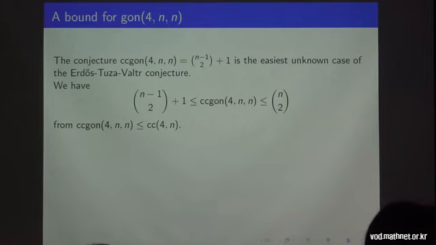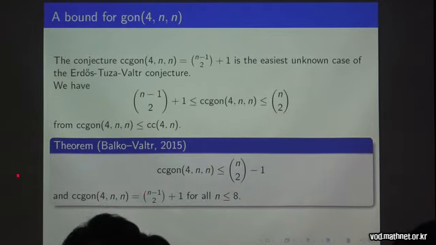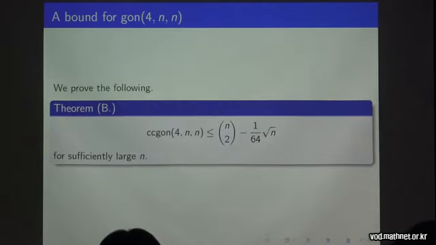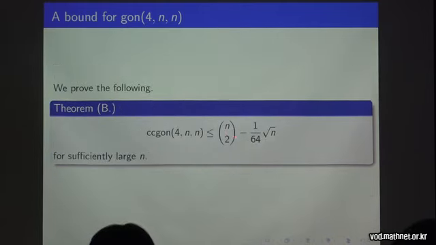This is the easiest unknown case of the hierarchy of conjectures. And we have the easy lower bound from the construction, and the upper bound for the CC problem. Balko and Valtr have found that we can improve the upper bound by 1. And they have found that the conjecture is right for n less than or equal to 8. And we have proved the following. Instead of the original upper bound, we could improve the upper bound by a factor of square root of n.